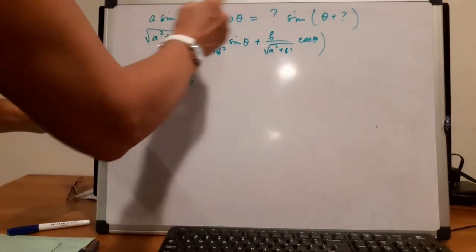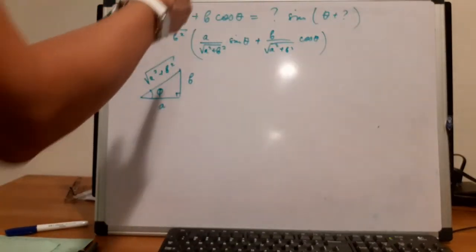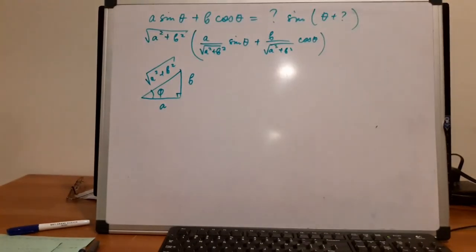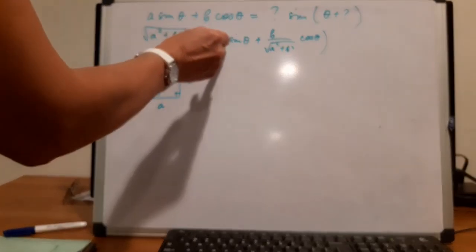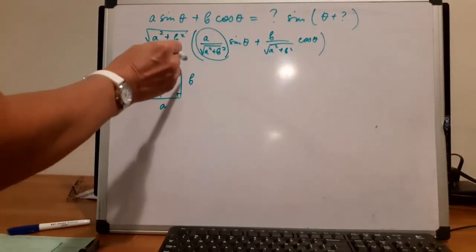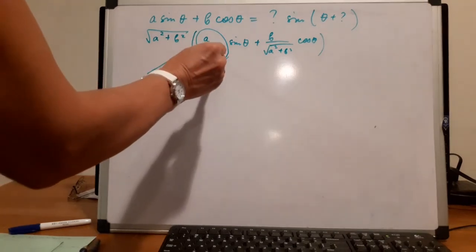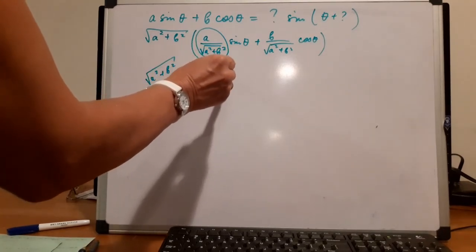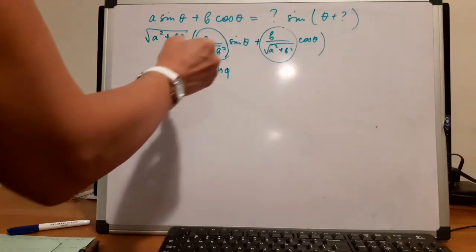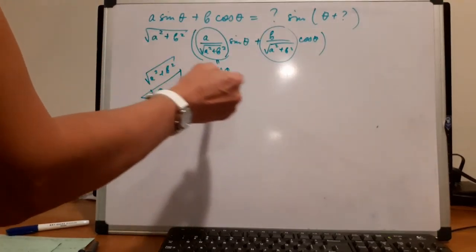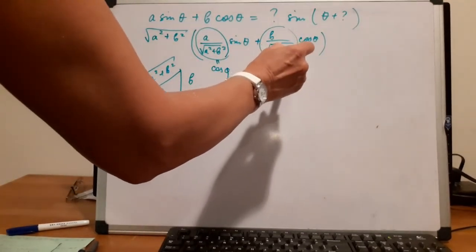I already have theta reserved for the angle in the formula, so I'm going to invent a new angle phi. So for angle phi, what are going to be these expressions? Well, you see that a, adjacent side over hypotenuse, is going to be the cosine of phi, right? And b over hypotenuse, opposite side over hypotenuse, is going to be the sine of phi.